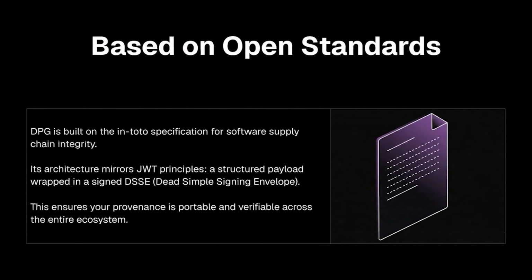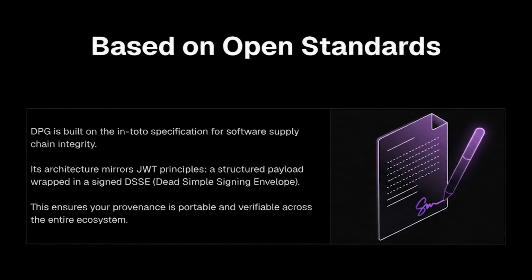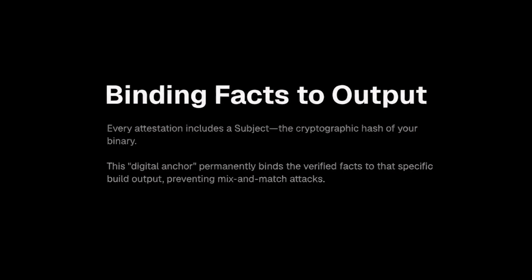Provenance Governor is a standards-based solution following the in-toto specification for attestations. If you've worked with JWTs, the format here will feel similar. A payload of data containing facts about a subject is wrapped in a signed envelope. While in-toto attestations use the DSSE standard rather than a JWT, the principle is the same. It's a tamper-proof package. Usually, the cryptographic hash of your binary permanently binds these verified facts to that specific build output. This ensures the provenance travels with the artifact and cannot be swapped or tampered with.